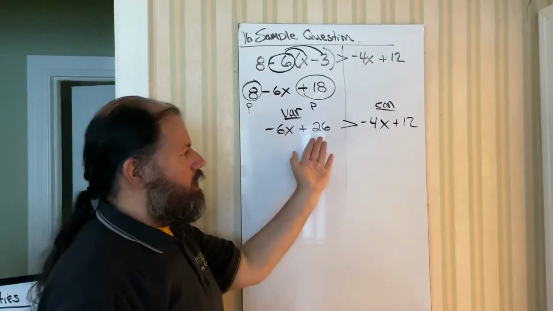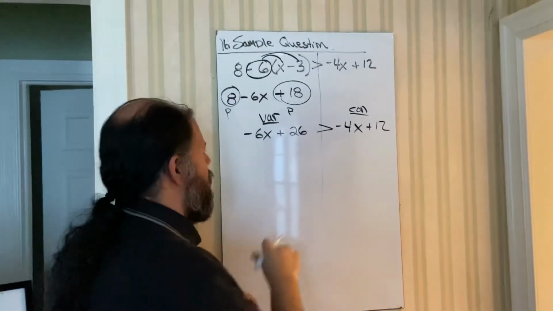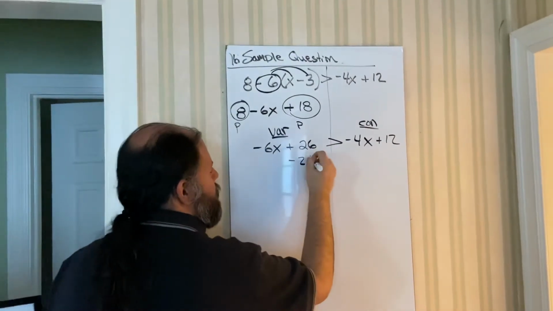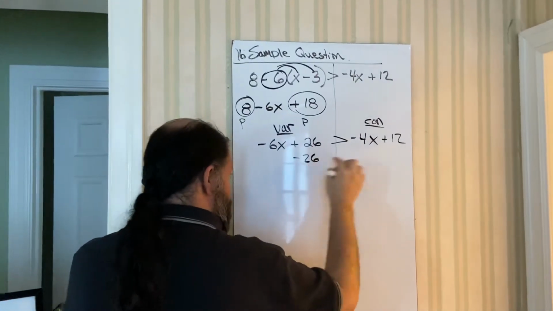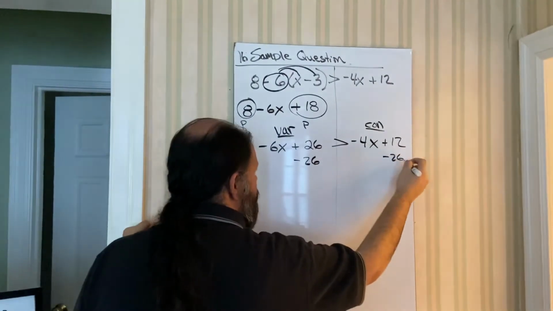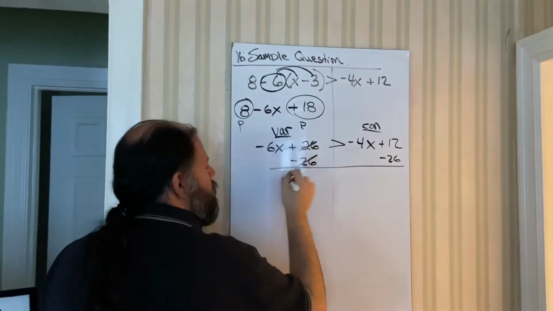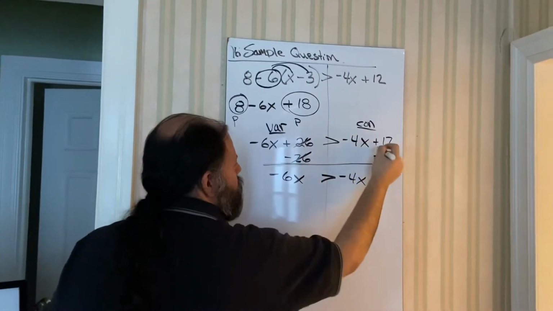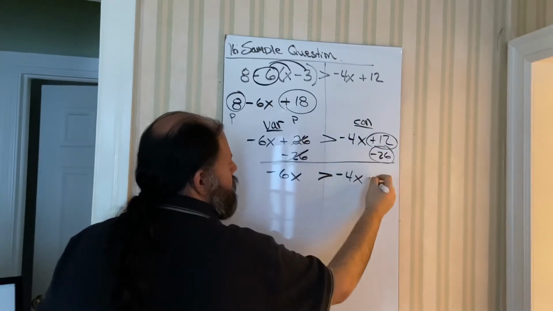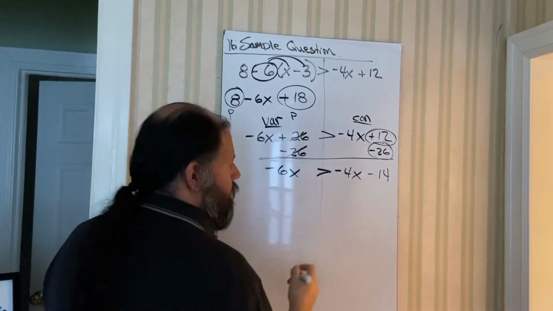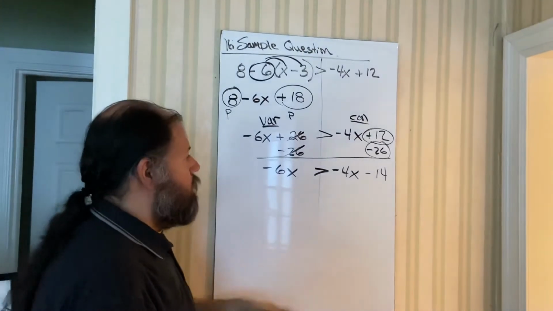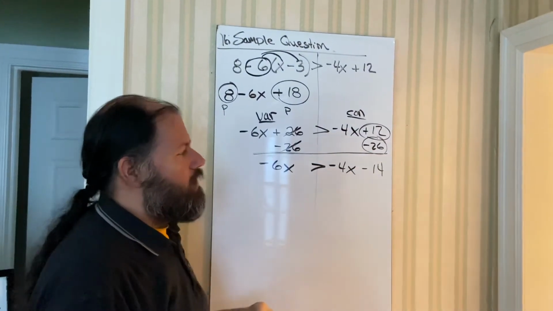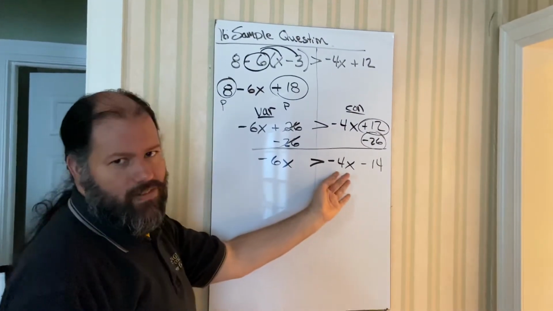Moving, 26 needs to go over. Opposite of a positive would be a negative. Whatever you do to the left, you have to do to the right. Positive and a negative, you know you're going to get a negative 14. Okay? Because we have to subtract. Who wins the tug of war? Team 26. What are we going to do now?